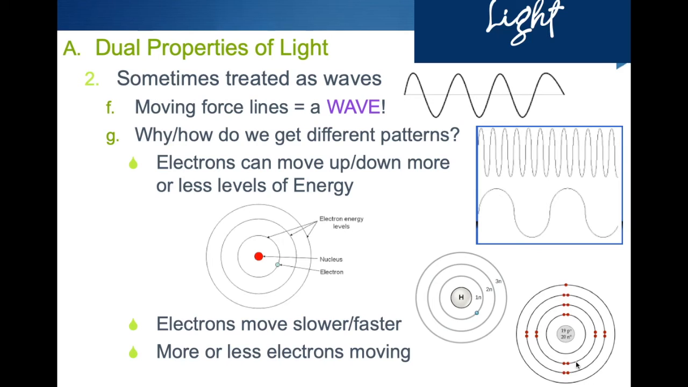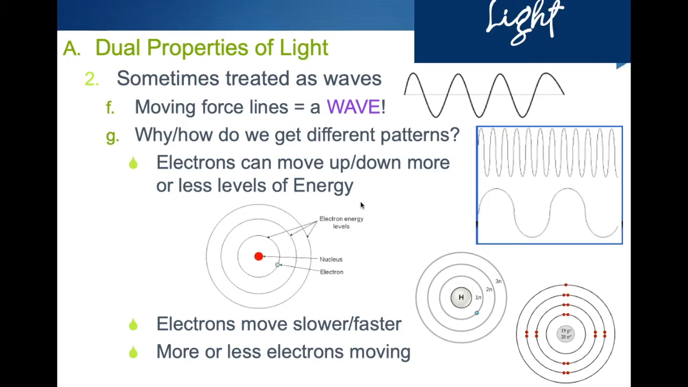Or I could have a whole bunch of electrons, like this is potassium. It's got 19 electrons that can be moving up and down, and all of them can be moving different levels. Like all of these could be moving up to here. These all could be moving up to here and down here. So lots of different patterns can happen.